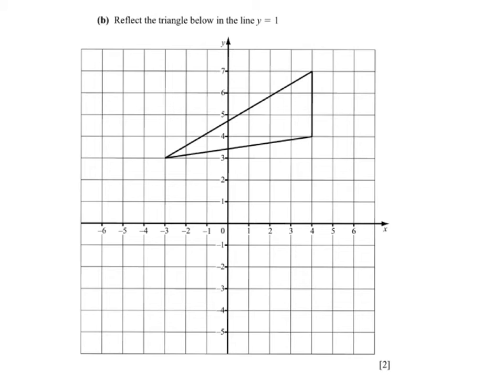First thing we need to do is draw the line y equals 1, and that is the line that goes through every y coordinate that is 1. I'm now going to reflect and use that as my mirror image. So if we have 3 squares to the line, then we will have 3 squares below.